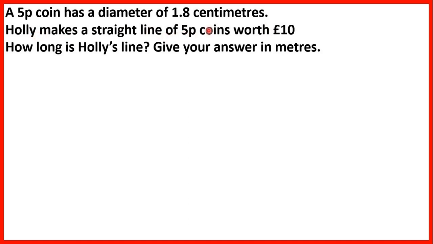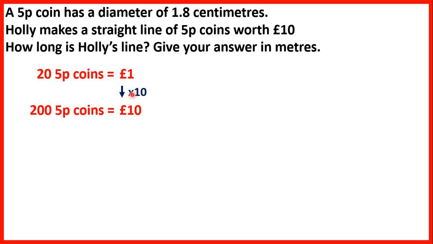So first, we need to find out how many 5p coins Holly uses. We know that the line is worth £10. Now 20 5p coins makes £1 because 20 times 5 is 100, and 100 pence is the same as £1. But Holly's line is worth £10. Now £1 times 10 is £10, and 20 times 10 is 200. So that means Holly uses 200 5p coins.